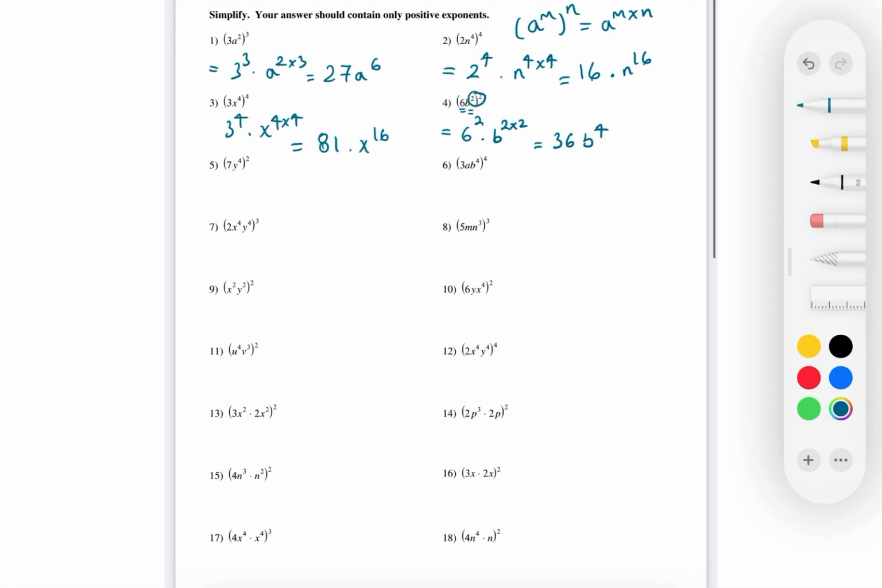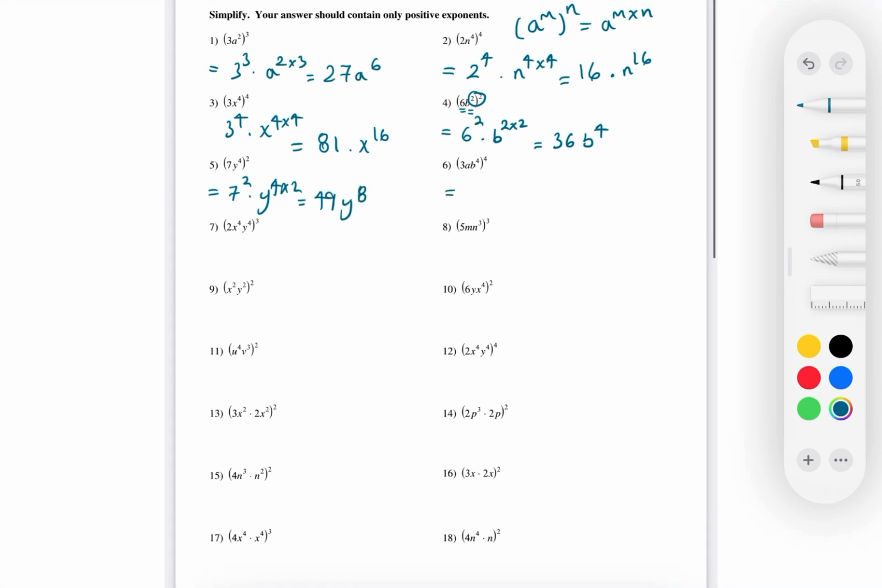Let's take a look at question number 5. It says 7 times y to the power of 4, raised to the power of 2. So once again, same scenario. Everything's going to be raised to the power of 2. 7 raised to the power of 2 times y to the power of 4 times 2. That's going to be 49 y to the power of 8, right?